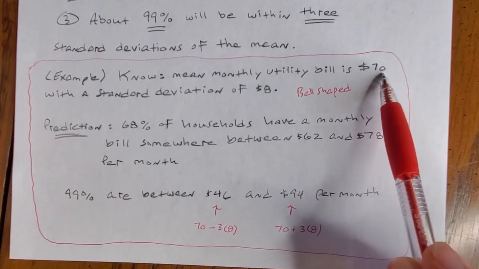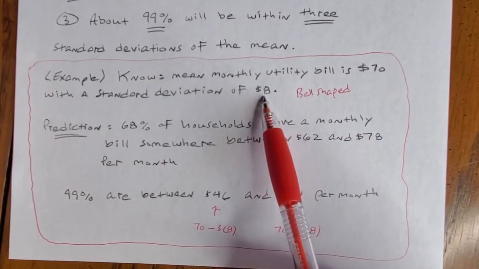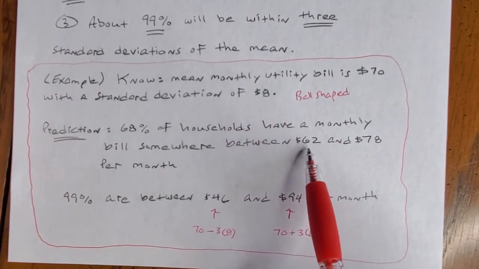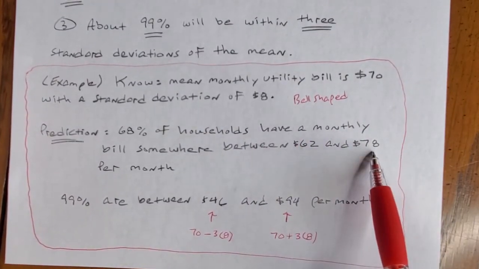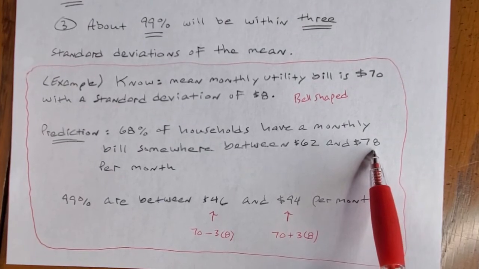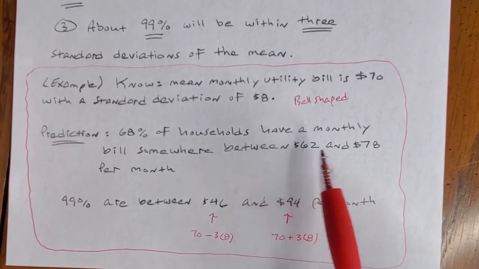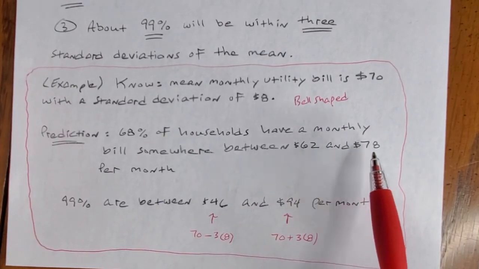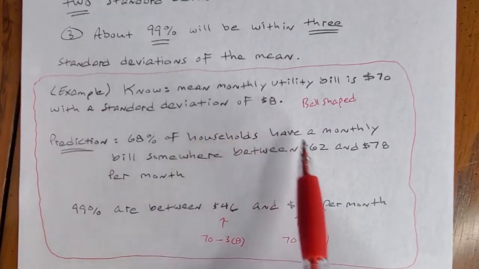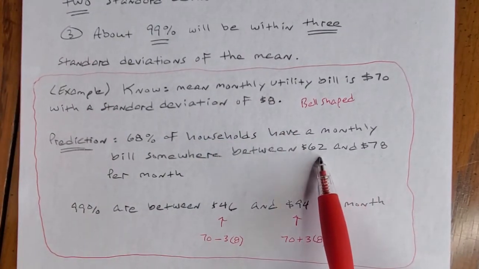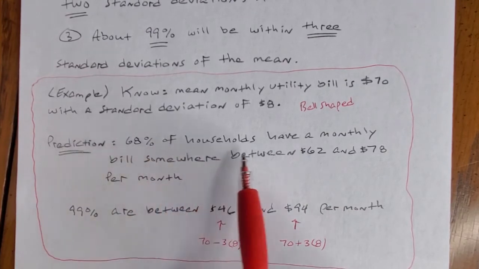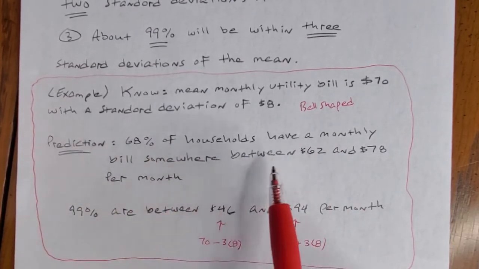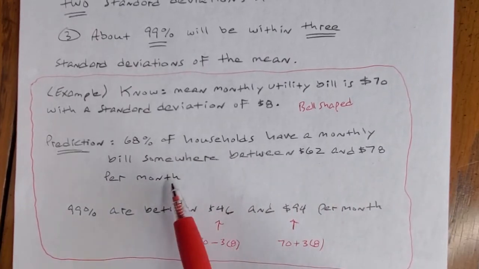What happens if you take 70 and you take away 8? That would give you 62, right? And what happens if you take 70 and you add 8? That will give you 78. Now, between $62 a month and $78 a month, that would be within one standard deviation of the mean. And so I can say 68% of the households in the study are going to have a monthly bill somewhere between $62 and $78 per month, right?